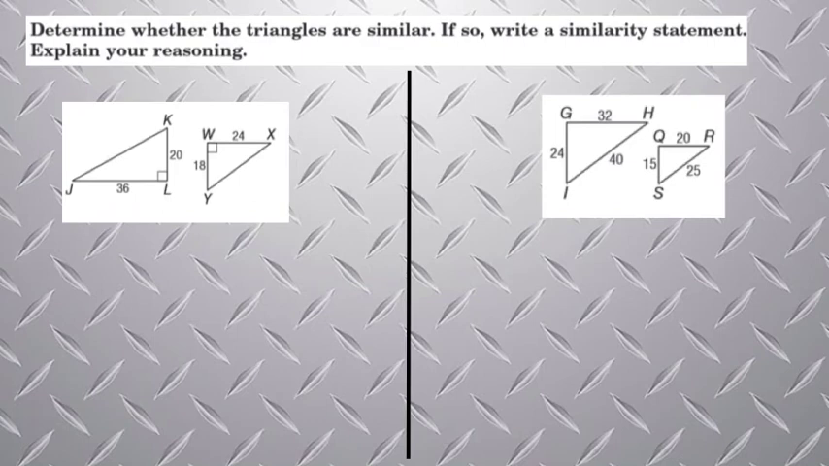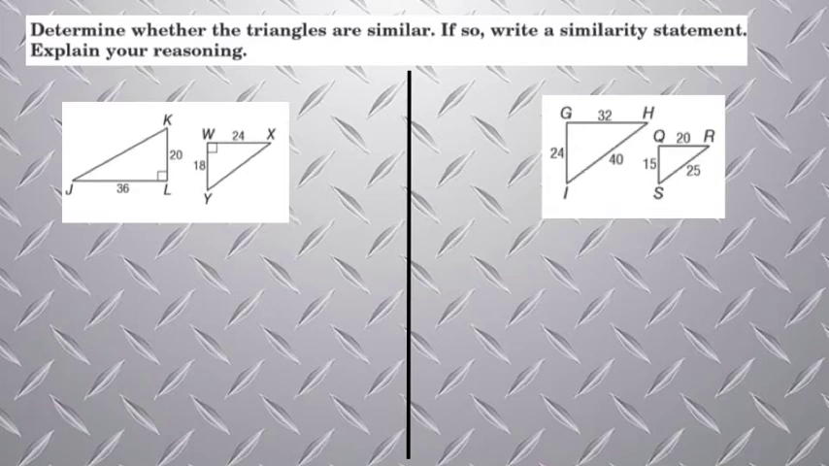So I want you to determine whether these triangles are similar. If so, write a similarity statement for me and tell me why. So are they similar by AA, or similar by SSS, or by SAS? Okay, so go ahead and pause the video now. Okay, so let's see how we did.